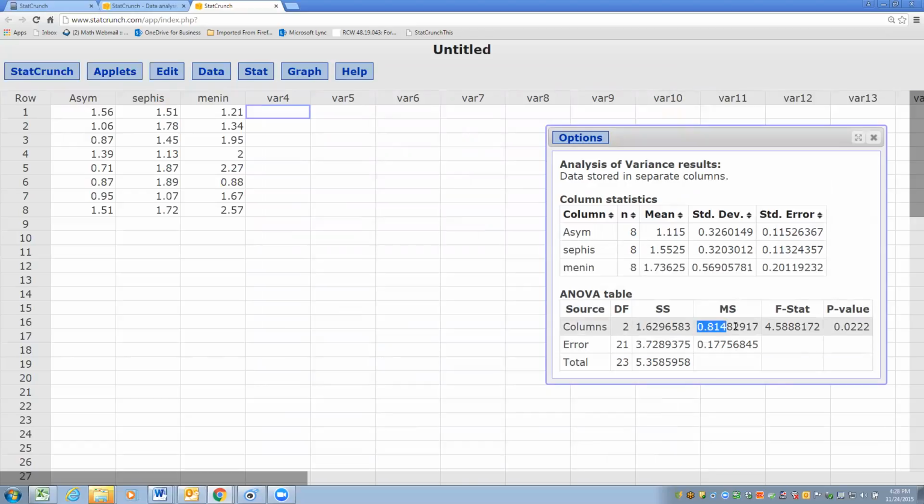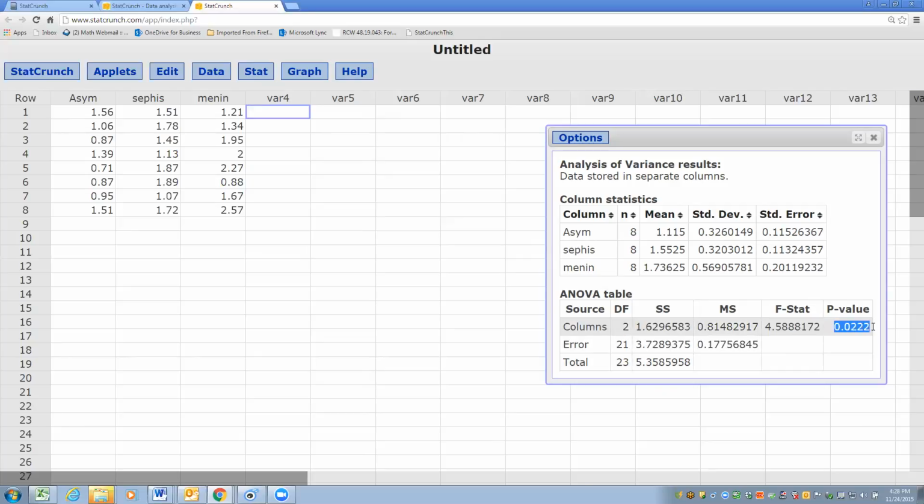You'll see the mean square columns is 0.8148. This corresponds to the between variance. It's the mean square difference between the columns. And the mean square error is the variability within a column. So this number represents S sub b squared, and this number represents S sub w squared. If I divide this one by that one, I get my F statistic, which is exactly what we had.